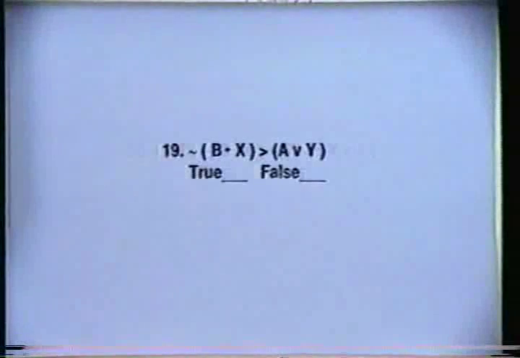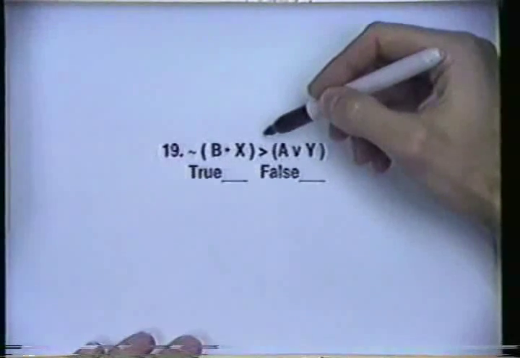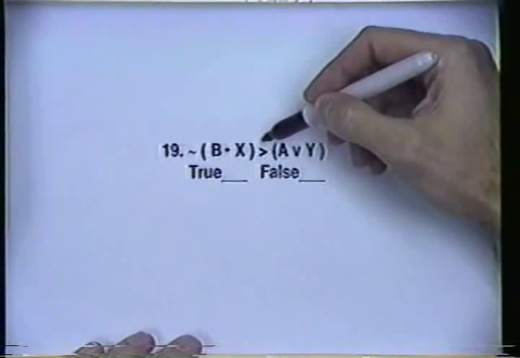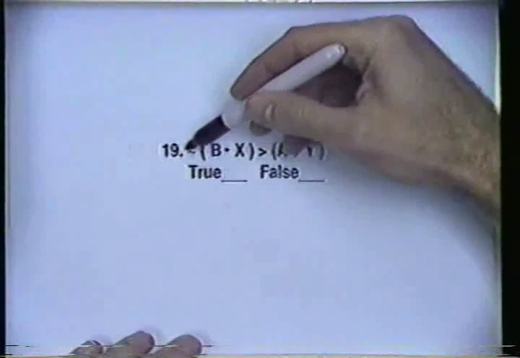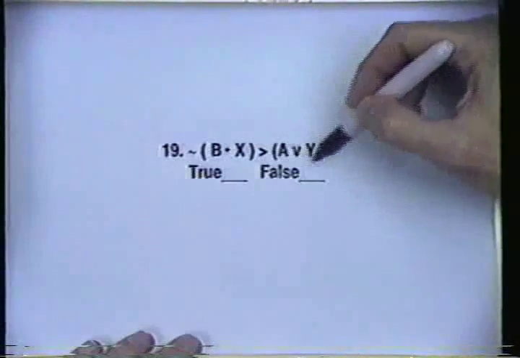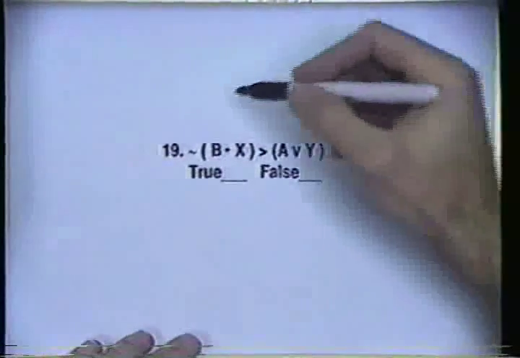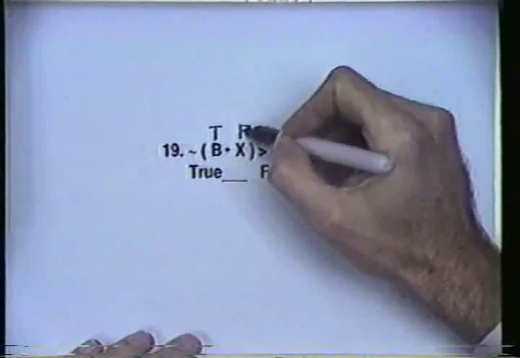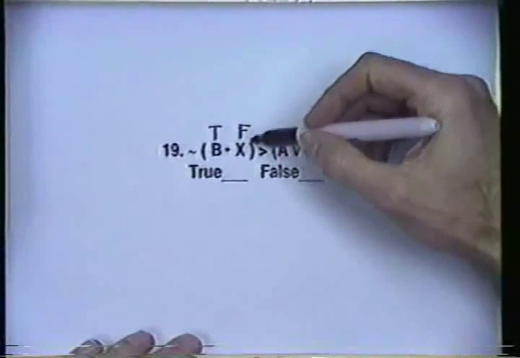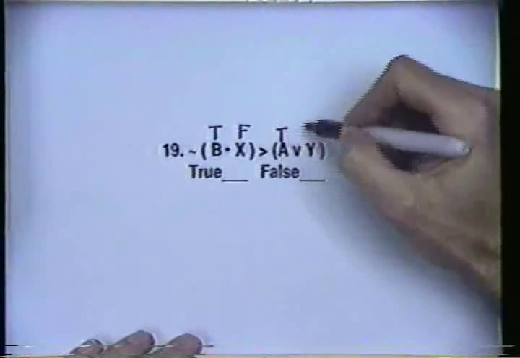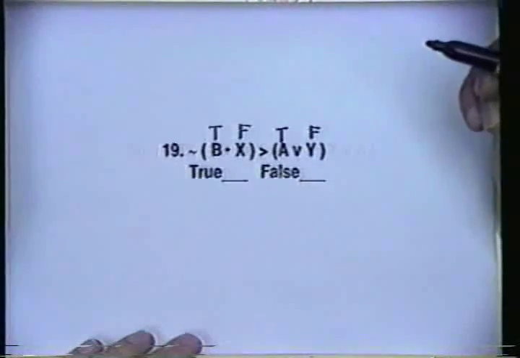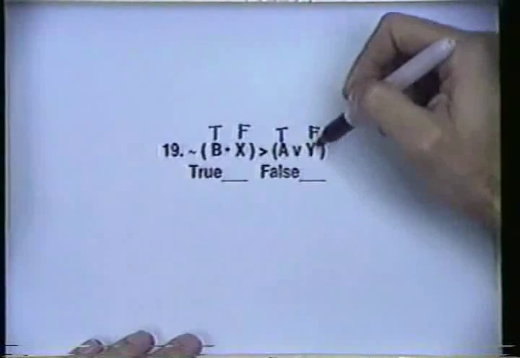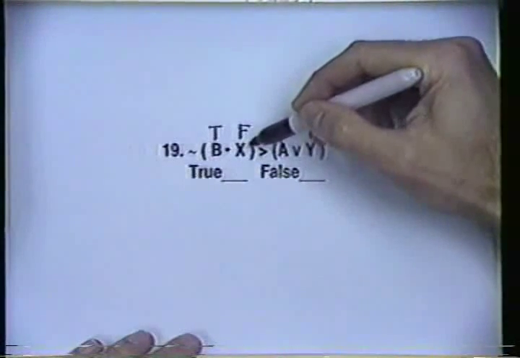All right, 19. If it's not the case that B and X, then A or Y. Well, we first have to identify the main connective. The main connective here is this conditional. It's bringing together a negated conjunction with a disjunction. So again, we have to work from inside out. That means we need to assign true to A, B, or C, and false to X, Y, or Z. So we start here, and then we work out the larger sentences that occur within the parentheses.